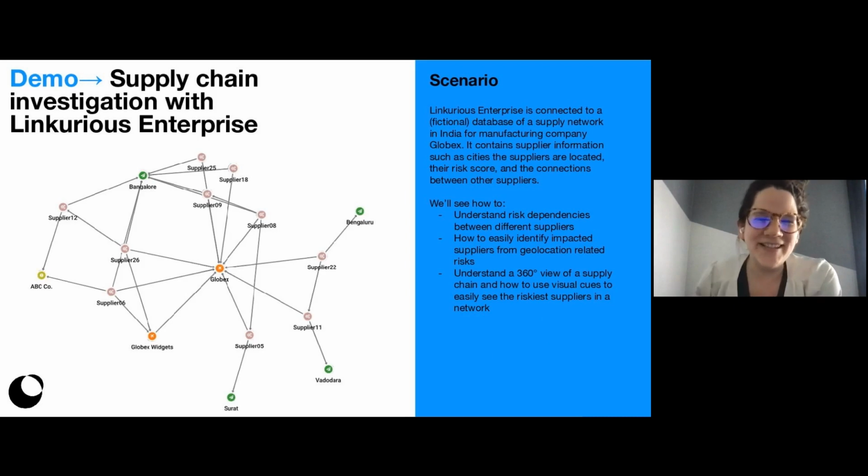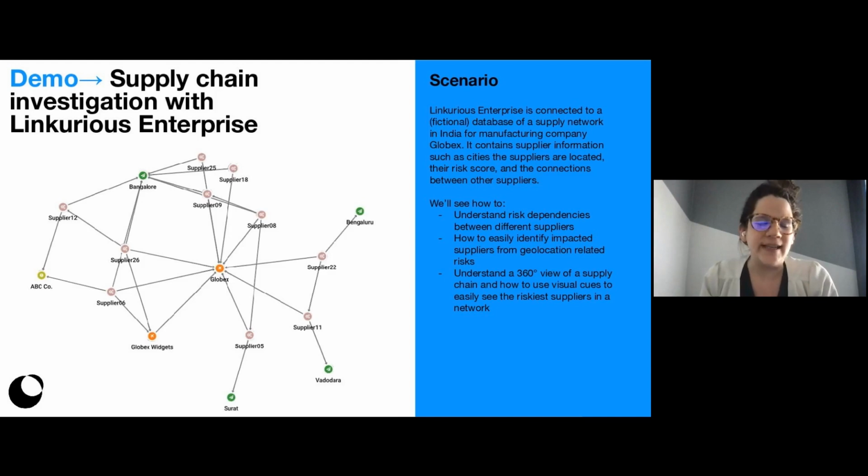Okay, so in this demo, we're going to hop into Linkurious Enterprise, and it's connected to a database of a supply network in India. And we're going to imagine it's a supply network for the company I work for, Globex Manufacturing. So this data set contains different supplier information, such as cities the suppliers are located in, a risk score assigned to the cities, and the connections and dependencies between the suppliers.